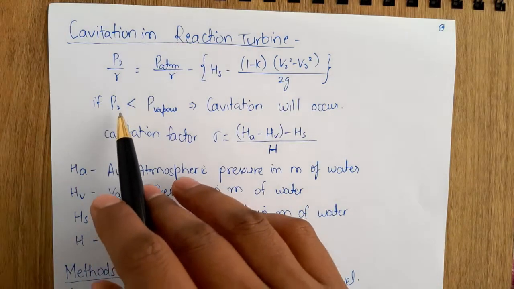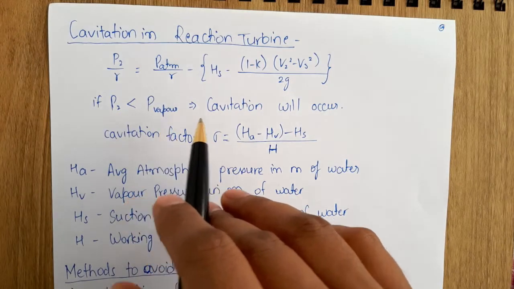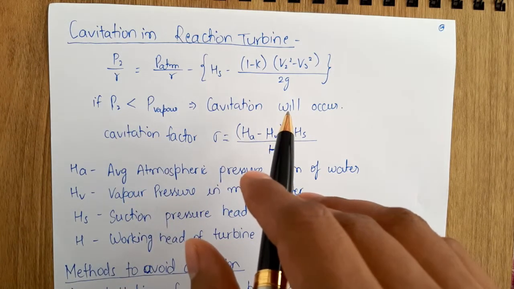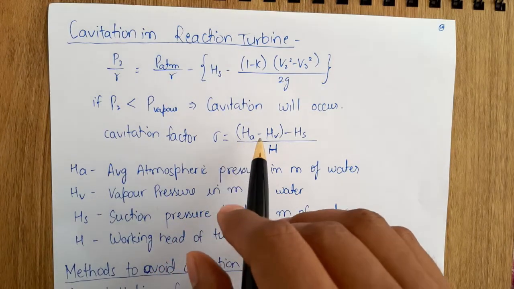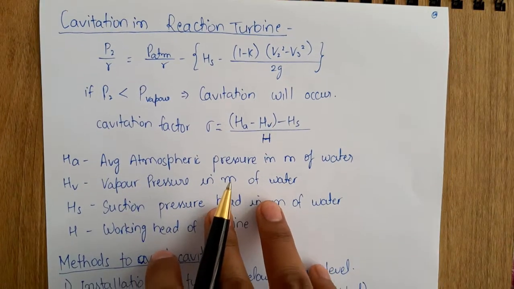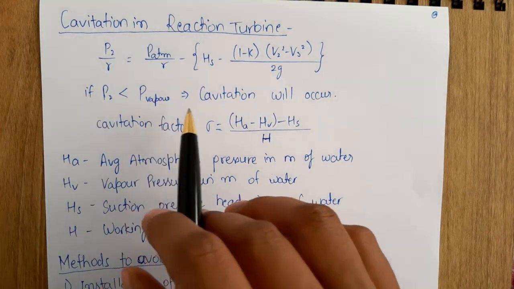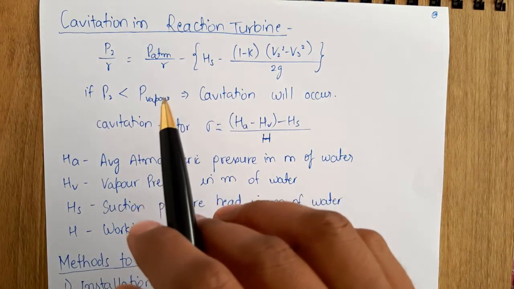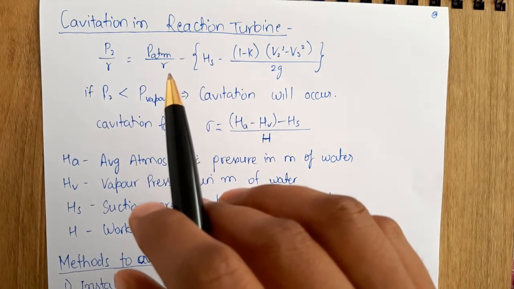So if this P2 pressure becomes less than the vapor pressure, cavitation will occur, and cavitation is a hazardous process, we know that. The cavitation factor can be given by sigma equal to (HA minus HV minus HS) upon H, where HA is the average atmospheric pressure in meter of water, HV is the vapor pressure in meter of water, HS is the suction pressure head in meter of water, and H is the working head of the turbine in meter. Vapor pressure actually is a function of the temperature of the flowing water and the absolute pressure due to location of the turbine above MSL.